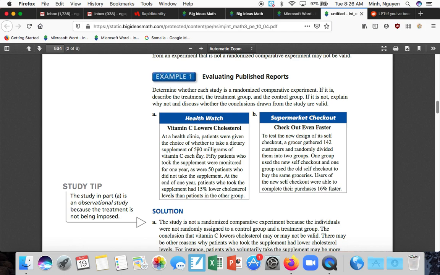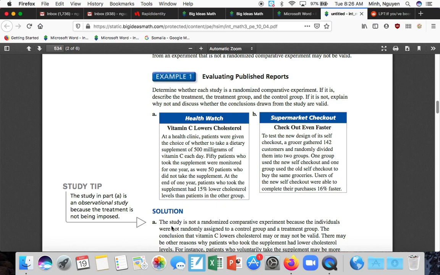Vitamin C lowers cholesterol. At a health clinic, patients were given the choice of whether to take a dietary supplement of 500 milligrams of vitamin C each day. 50 patients who took the supplement were monitored for 1 year, as were 50 patients who did not take the supplement. At the end of 1 year, patients who took the supplement had 15% lower cholesterol levels than patients in the other group. So people get to choose whether they take this vitamin C. So is that random?